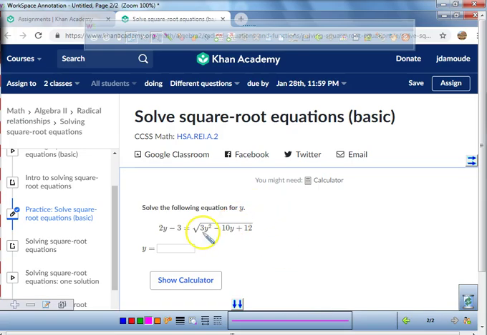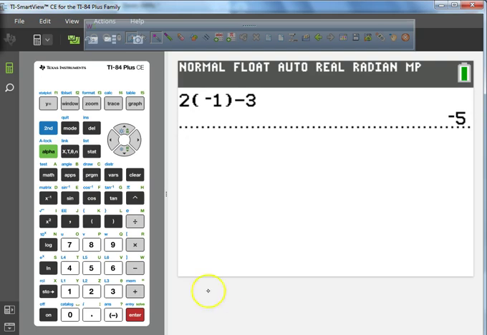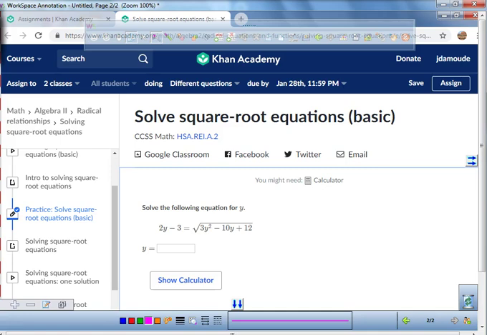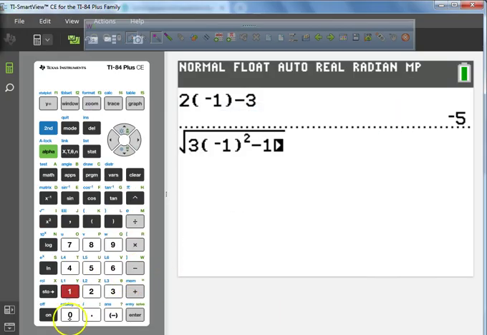See where it says square root? So now I'm going to go into my calculator. I'm going to take second square root. I'm going to type in a 3, open parentheses, -1 squared. Then what? Minus 10, open parentheses, -1. And plus 12.